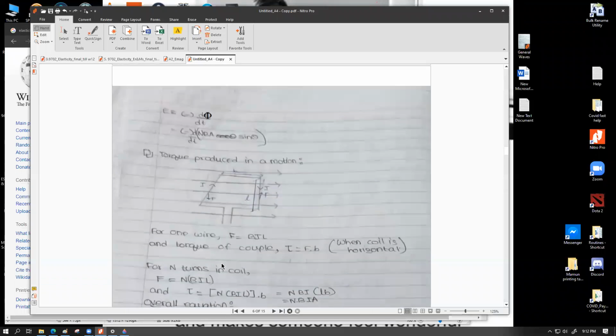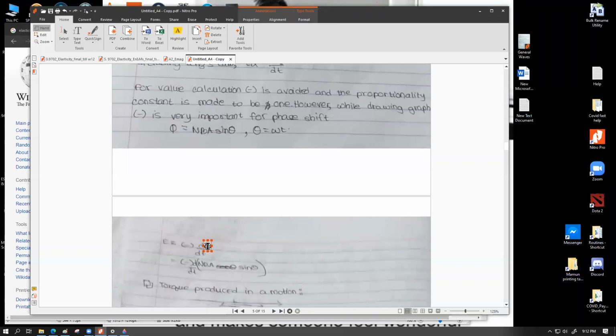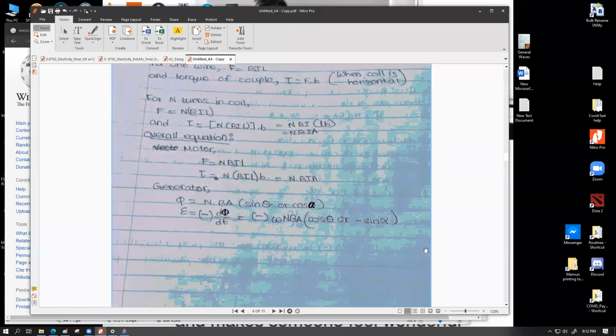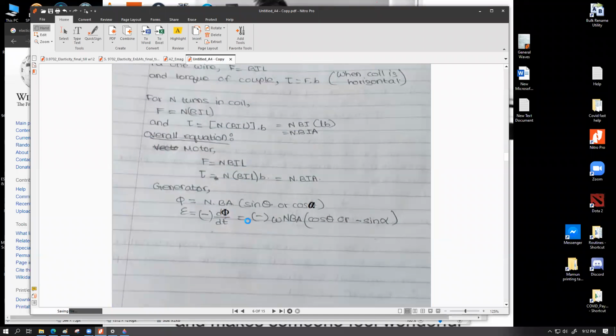Here I have to write phi again, so let me copy and paste phi from here. Control C, Control V. So equals to minus d phi by dt. So equals to minus omega nba cos theta or minus sin alpha.